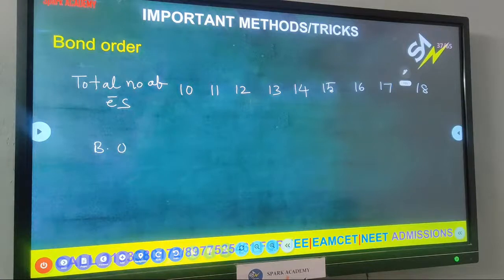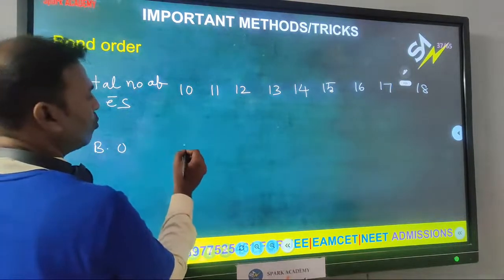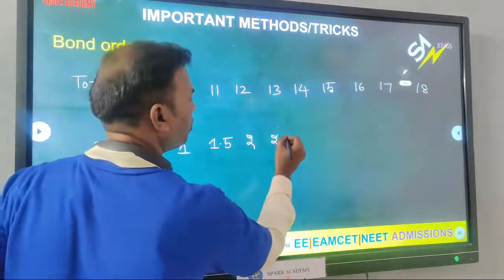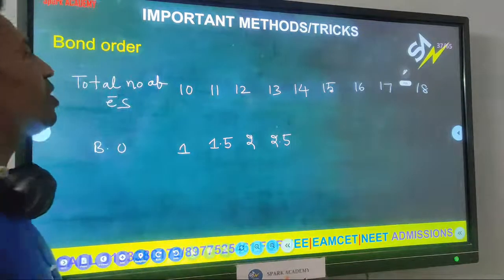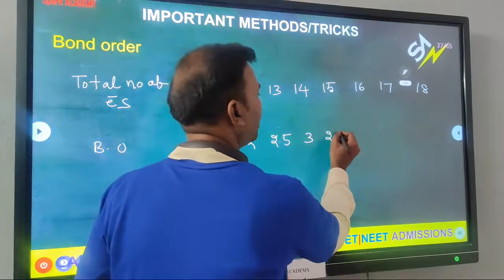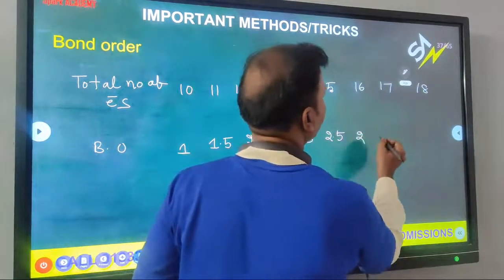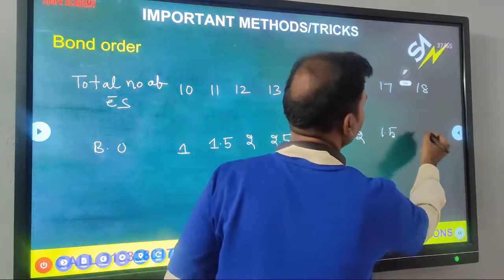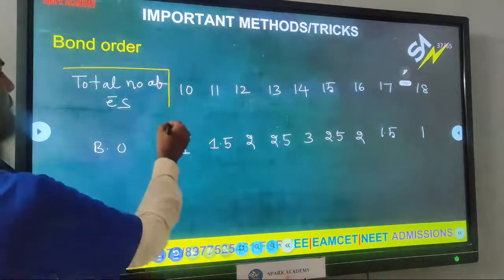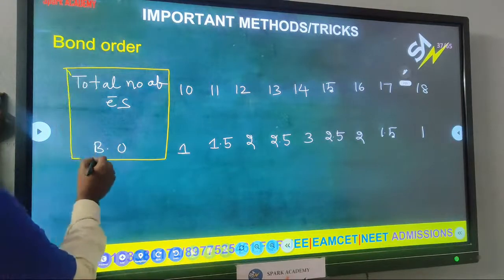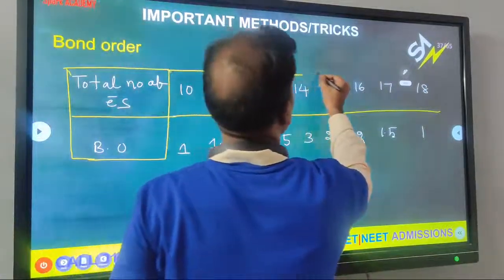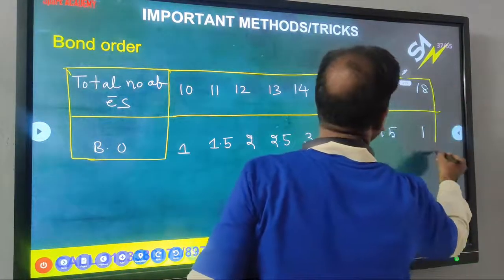What about the bond order? If electrons are 10, bond order is 1. Next, 1.5. Next, 2. Then 2.5. Next, total number of electrons 14, their bond order is 3. 15 means 2.5, 16 means 2, 17 means 1.5, 18 means 1. So this table is useful to get the bond order of the molecule. It depends on the number of electrons, and the number of electrons depends on the atoms.